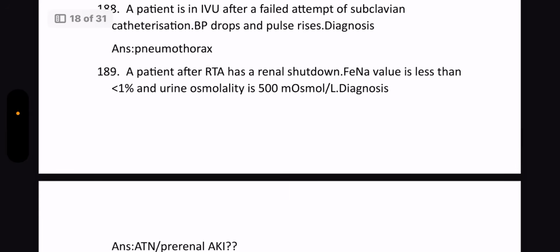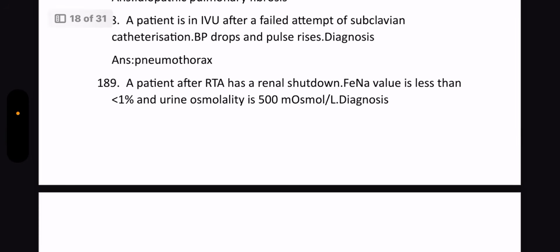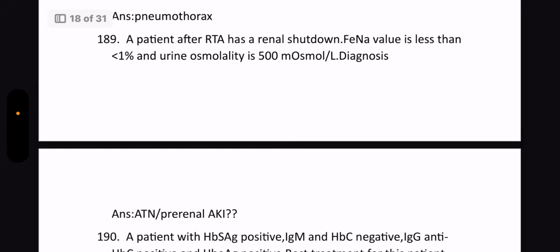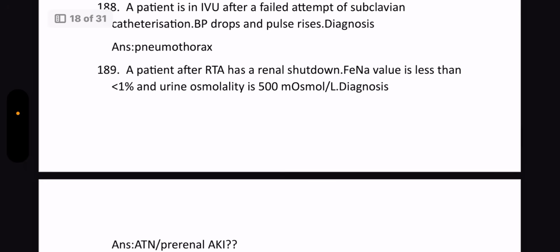Patient is in ICU after failed attempt of subclavian catheterization, BP drops and pulse rises. Diagnosis, pneumothorax. So guys, I'm a little doubtful about this question. If at all it was asked which structure is injured or what is the diagnosis, so please mention about it. Next, and you can have a discussion in my Telegram channel so that we all can find out the correct answers.